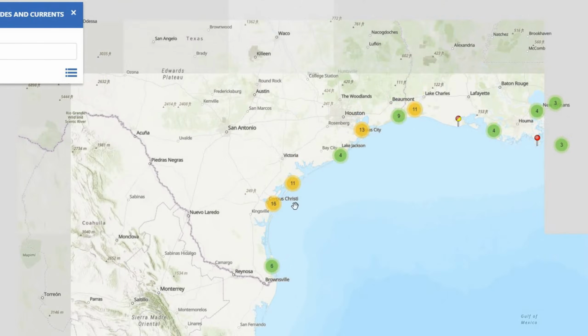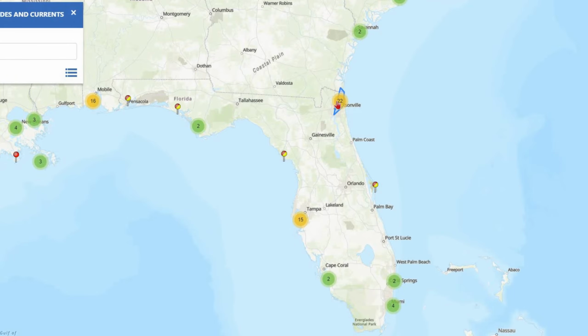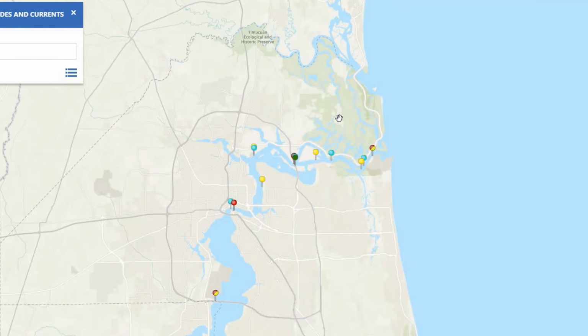So all we can do is pick the closest tide buoy and try to learn from that, and just know that those tides aren't going to be coming in exactly the same time as they are at a tide buoy if you are several miles away. And like I said, these tide buoys are all over the place, Louisiana, Florida. I mean, here's 22 tide buoys in Jacksonville. So hopefully some of these tips will help out.